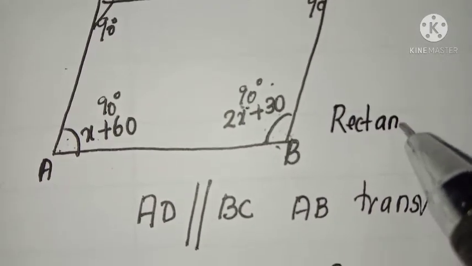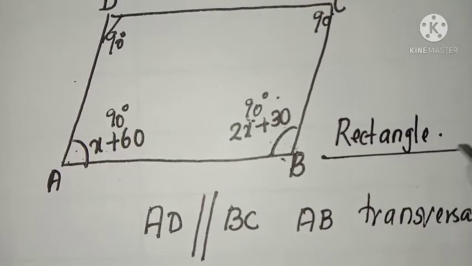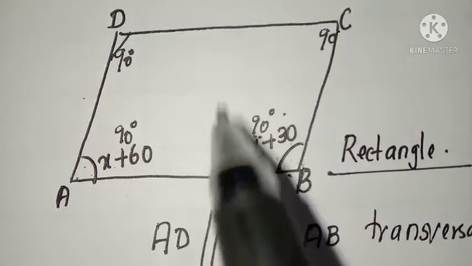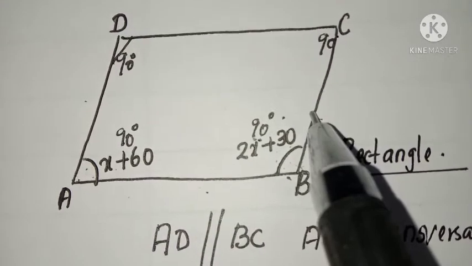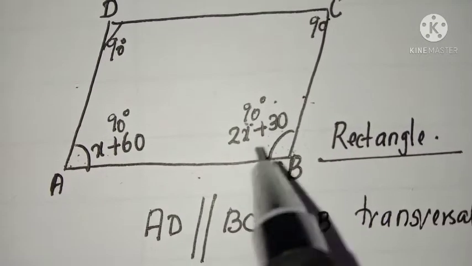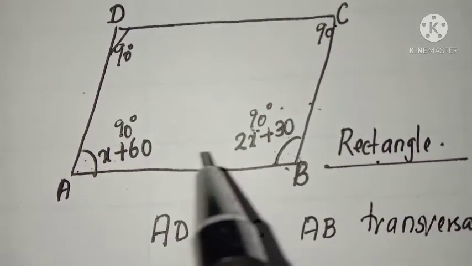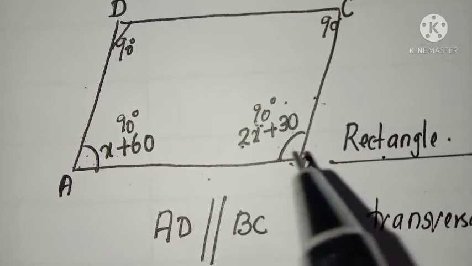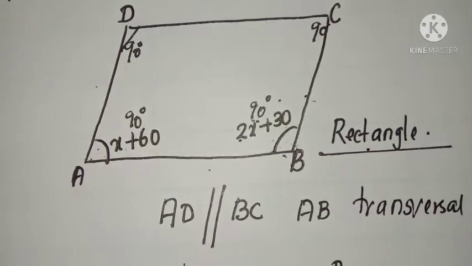rectangle. So both rectangle and parallelogram have the same result. Both pair of opposite sides are equal and parallel, but there is a difference in the case of parallelogram and rectangle, that is angles. Okay. So this is a rectangle.